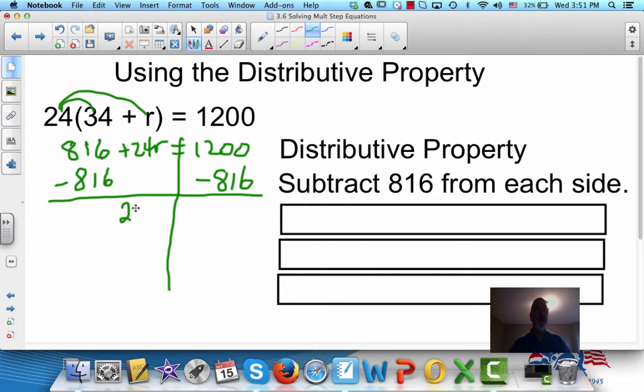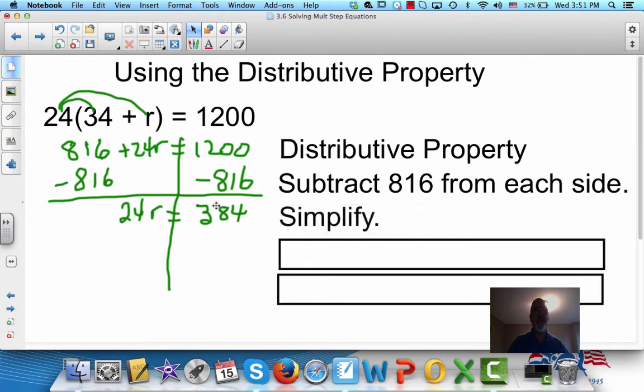And that gives us 24R equals 384. I'm sure you already had that in your mind too. The reason I have it in my mind is because I've already done this several times. So we had to simplify to get that.